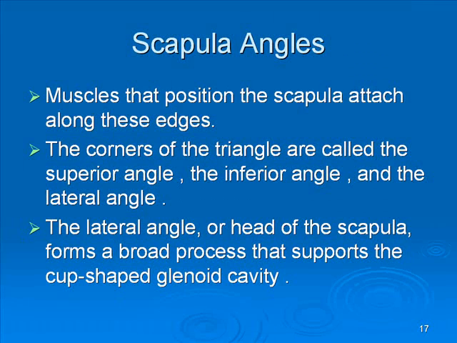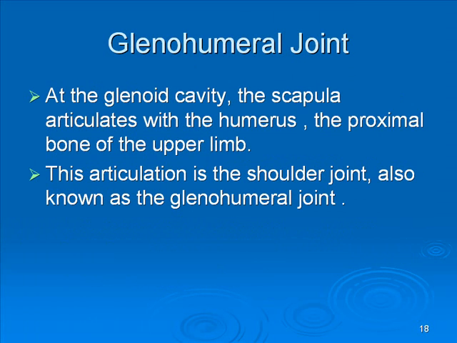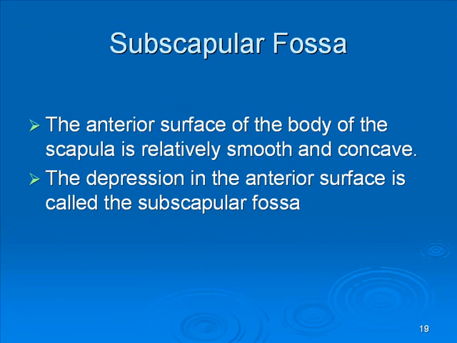The lateral angle, or the head of the scapula, forms a broad process that supports the cup-shaped glenoid cavity of the scapula. And again, at the glenoid cavity, the scapula articulates with the humerus, the proximal bone of the upper extremity. This articulation is the shoulder joint, also known as the glenohumeral joint.